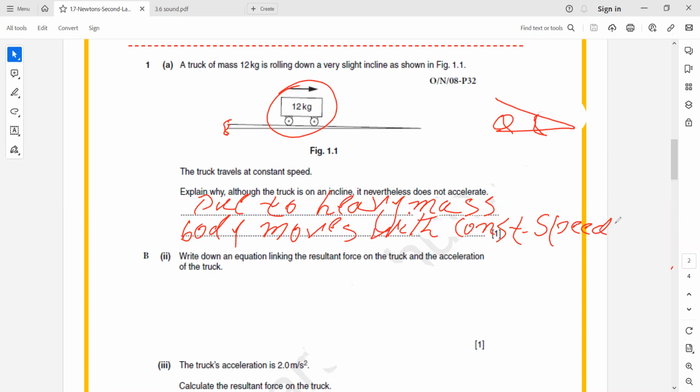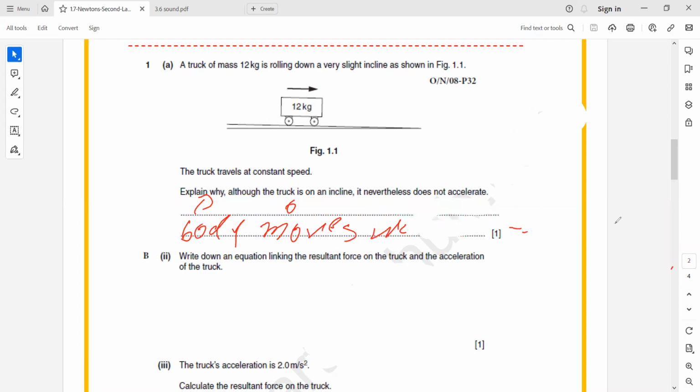Okay. Right, Vijay? Is it clear? Yes, sir, I understand. Force equals mass times acceleration over here. Right, good. Now we're going to the next part.